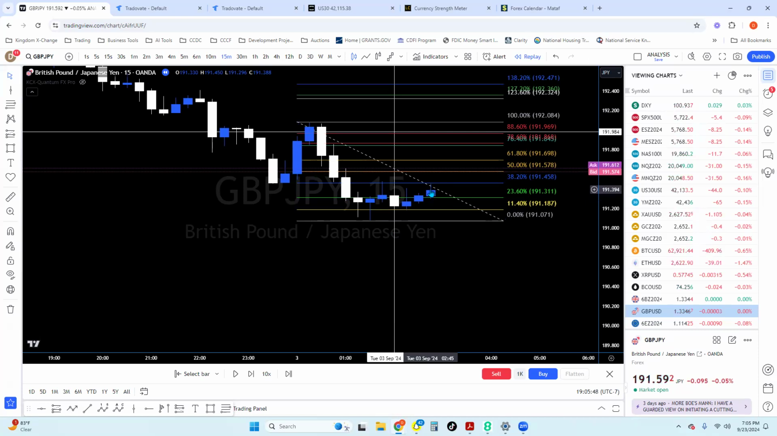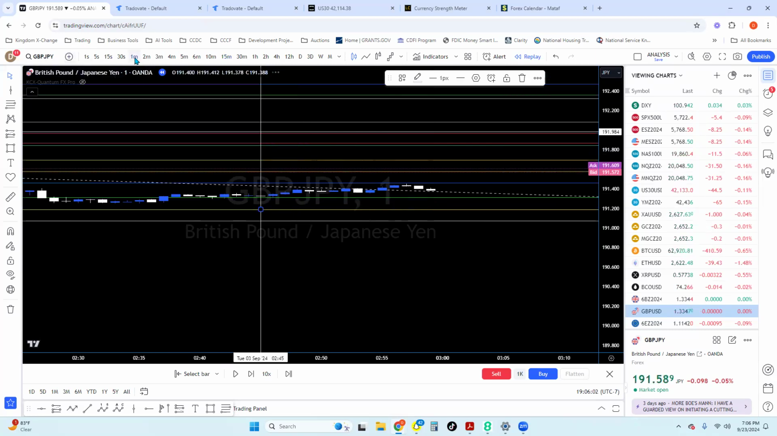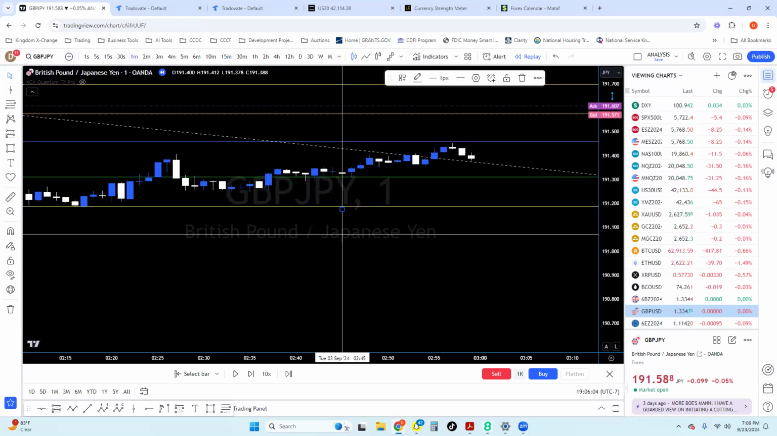Remember, I don't do my analysis less than the 15-minute. So now this is my candle. Okay, 15-minute, it closed above it. Now I'm looking for an entry, because I can see it already closed above the 23.6. Let me go find an entry. Let me go to the 1 minute. Let's see what the 1 minute is doing.